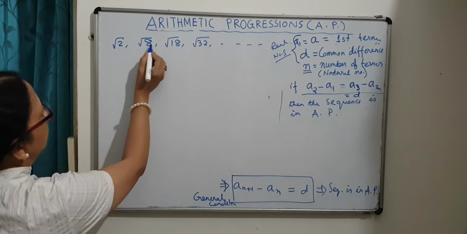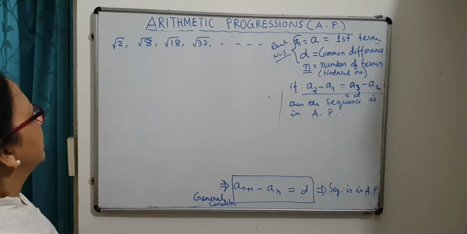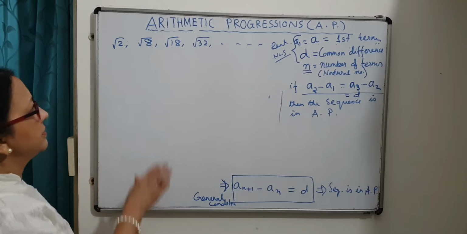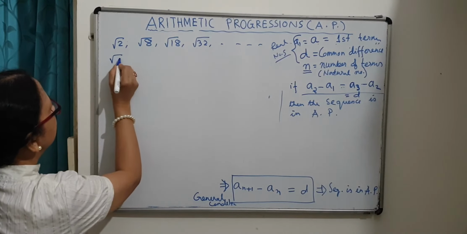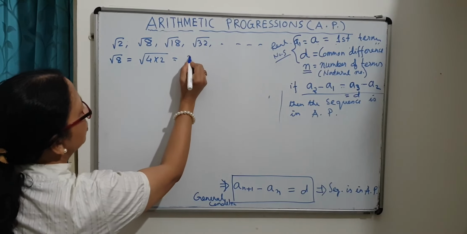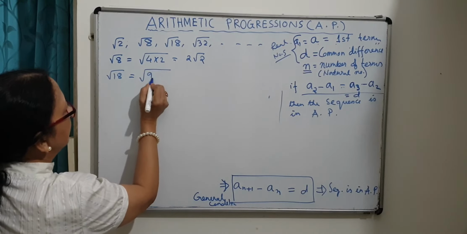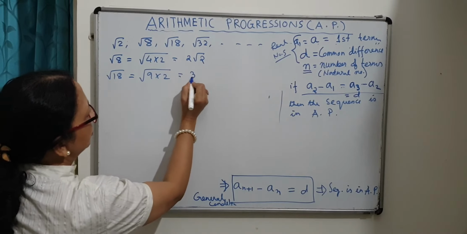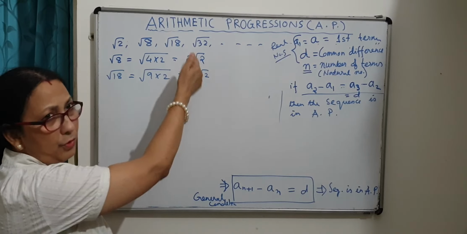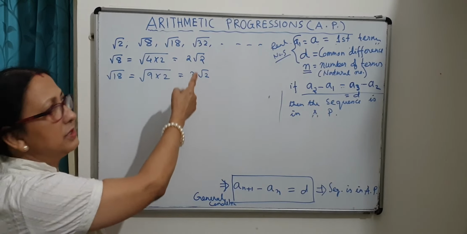For checking this, I have to convert them into mixed surds. That means these are pure surds. Root 8 can be written as 4 into 2, so 4 will come out as 2, giving 2 root 2. Similarly, root 18 can be written as 9 into 2, so 9 will come out as 3, giving 3 root 2. Similarly, root 32 can also be written in that way. These are called mixed form and these are pure form. So for checking this, first of all I have to convert all the terms into mixed form.